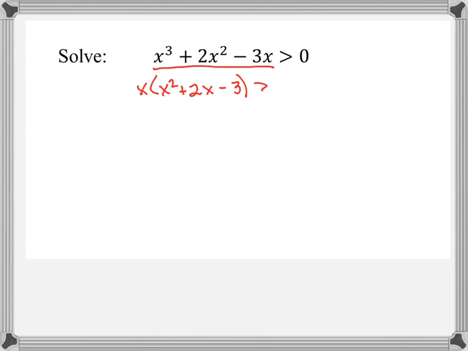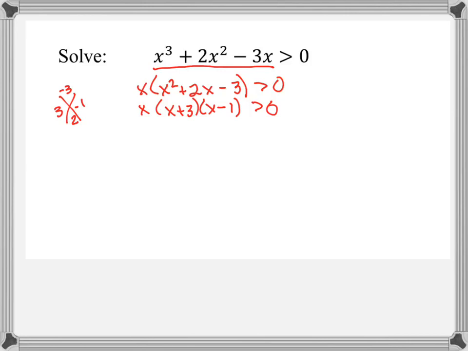And now the part that's in parentheses can be factored. I'm going to use my x method. I'm going to put a negative 3 at the top, a 2 at the bottom. Numbers that multiply to negative 3 but add to 2, that would be 3 and negative 1. So I have x times x plus 3 times x minus 1, and that's greater than 0.